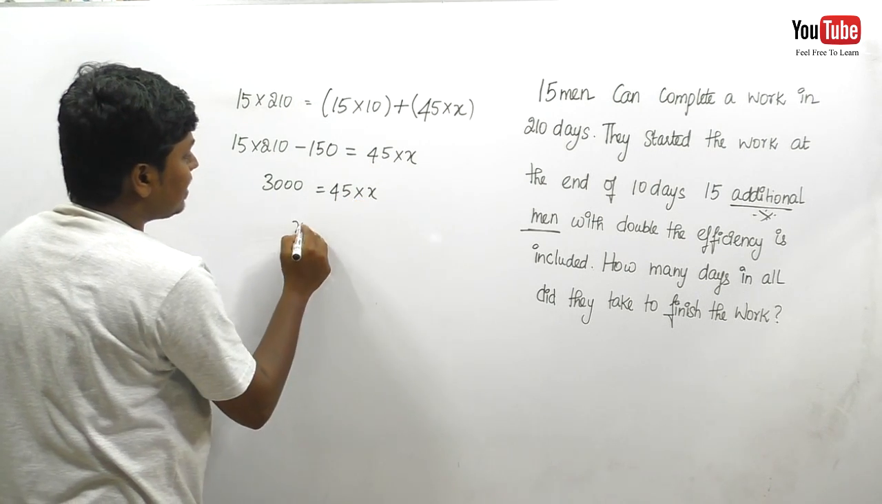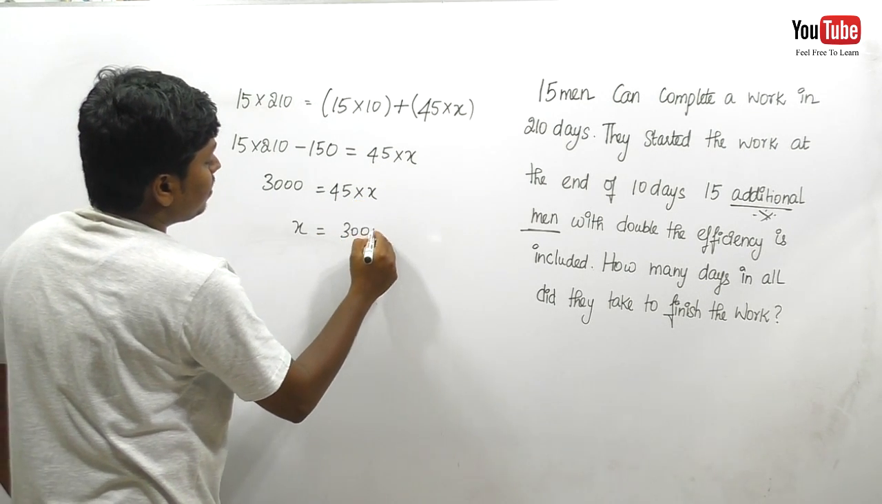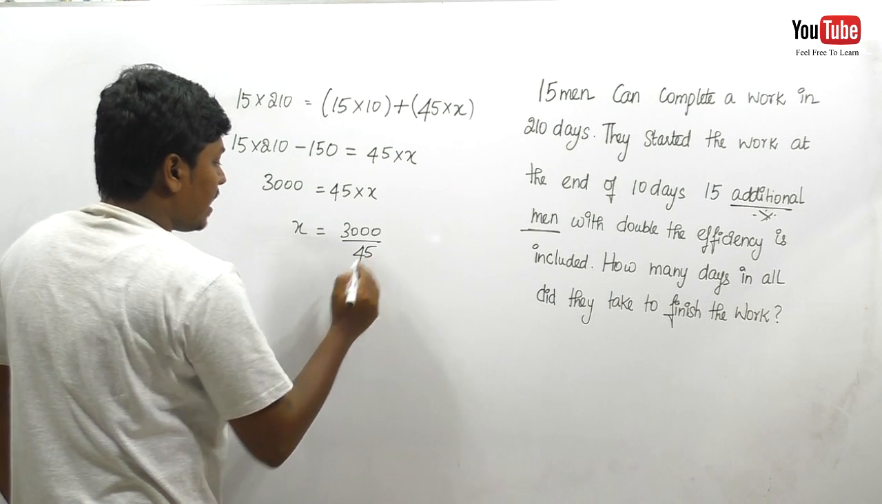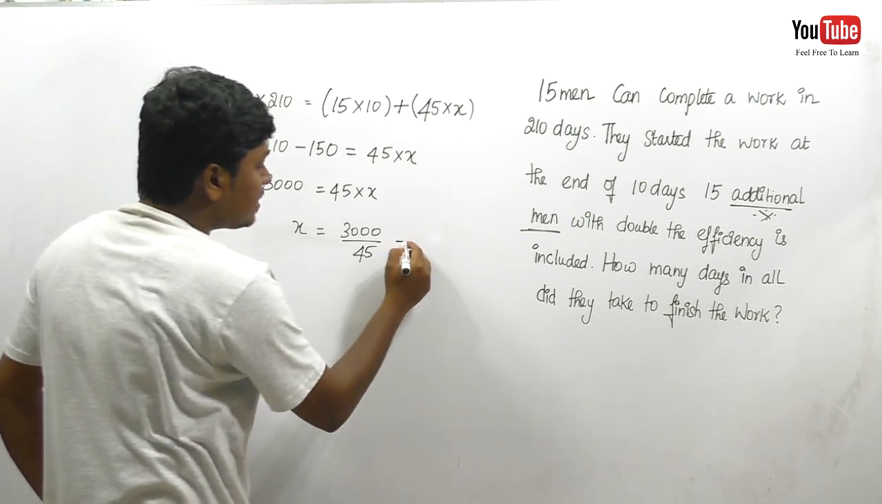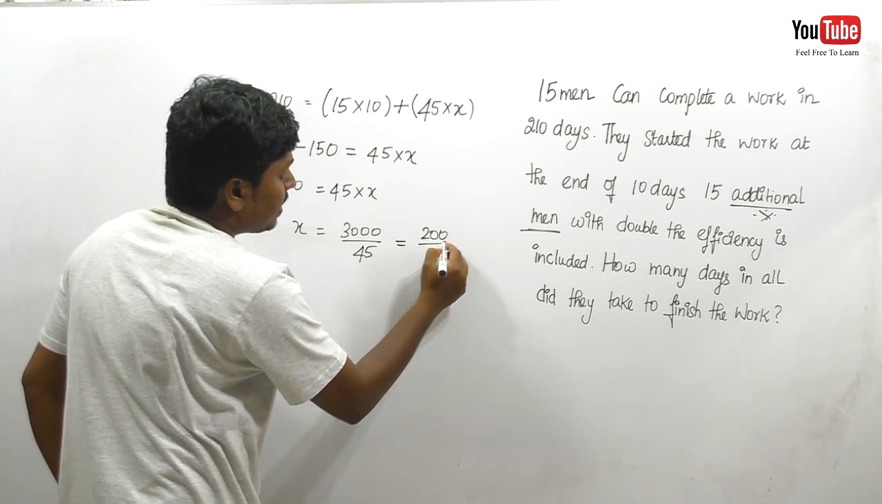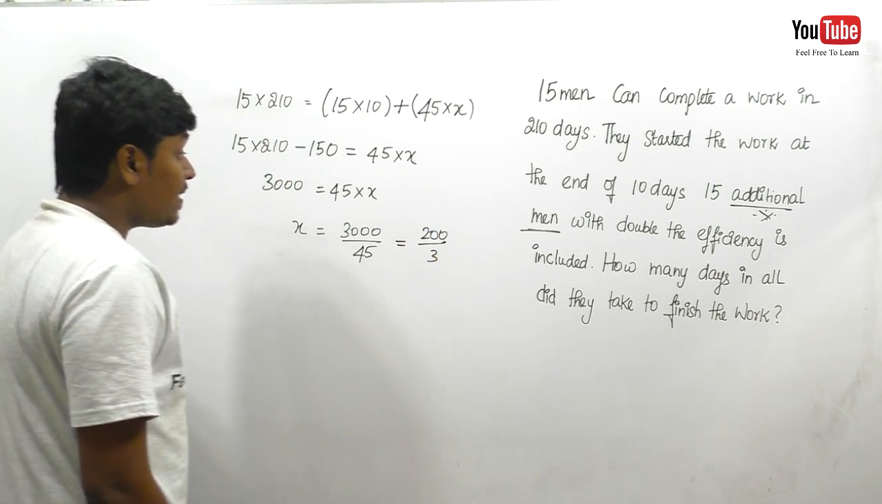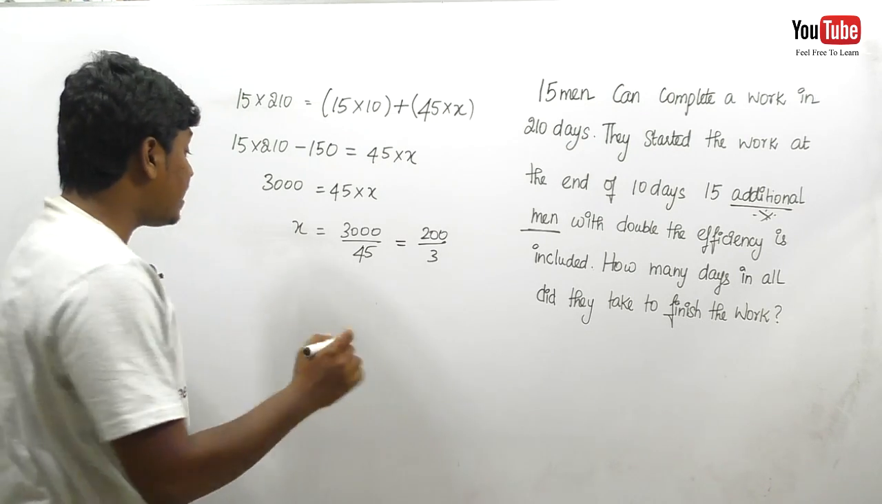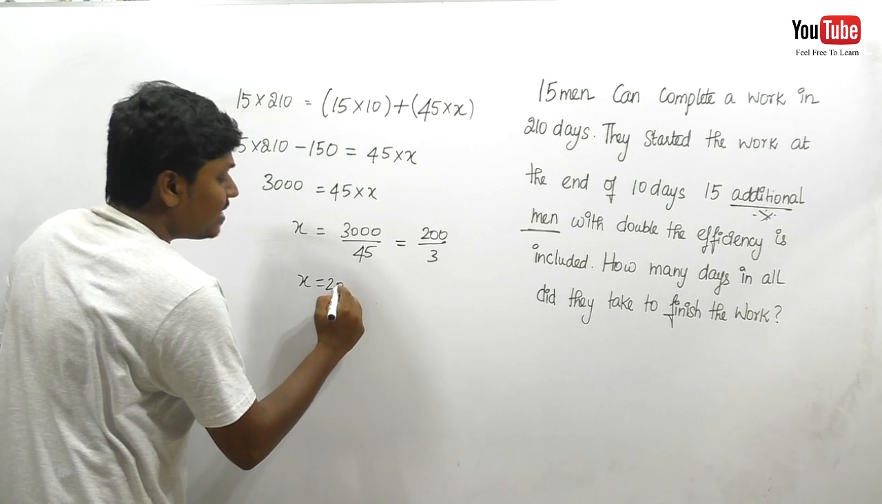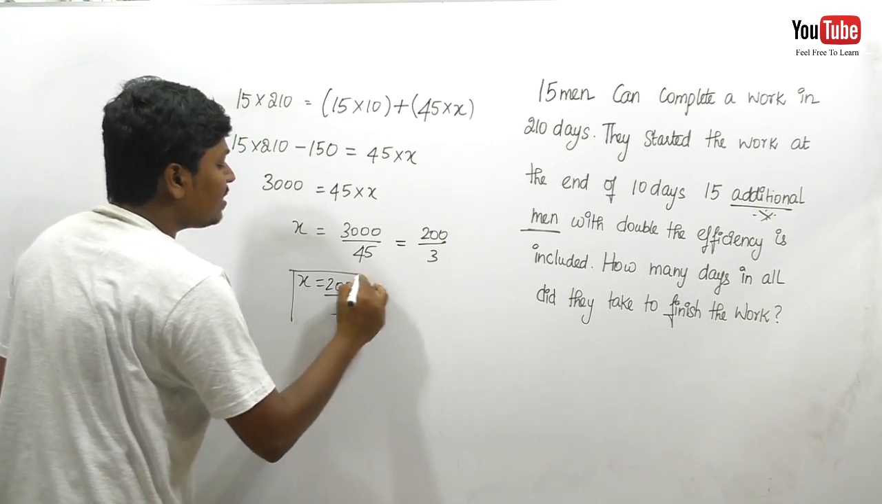So I can write this as x is equal to 3000 by 45. I think we can cancel this on the 15 table. If I cancel this on the 15 table, which is 200 by 3. So the same answer which we are getting, friends. I think he made a mistake in one thing. He assumed that this is the final answer. Whether it is the final answer? No, this is not the final answer.